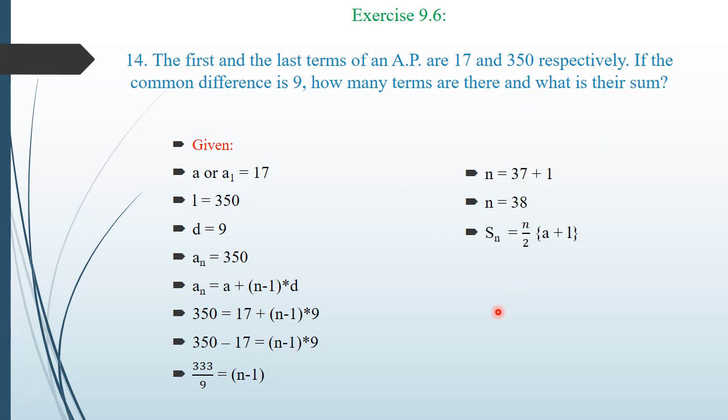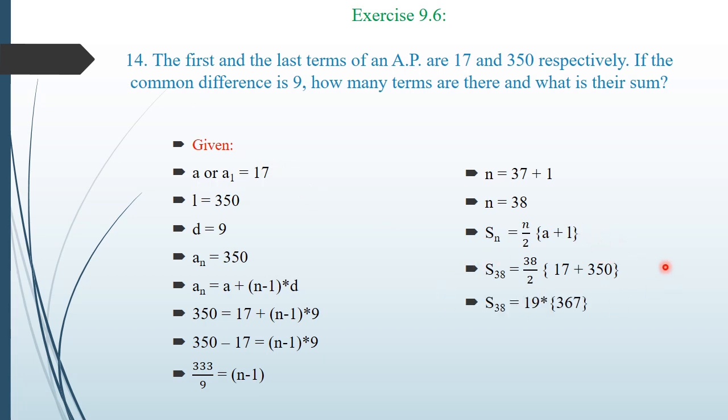Now, using all this information, I can calculate the sum of all these terms. That is given by Sn equal to n by 2 into A plus L. When we are given the first term and last term, we can make use of this formula. Substituting all the given values, in place of n, I'll put 38. N is 38 by 2 into this A, that is first term given to us, that is 17, and the last term L is given to us, 350.